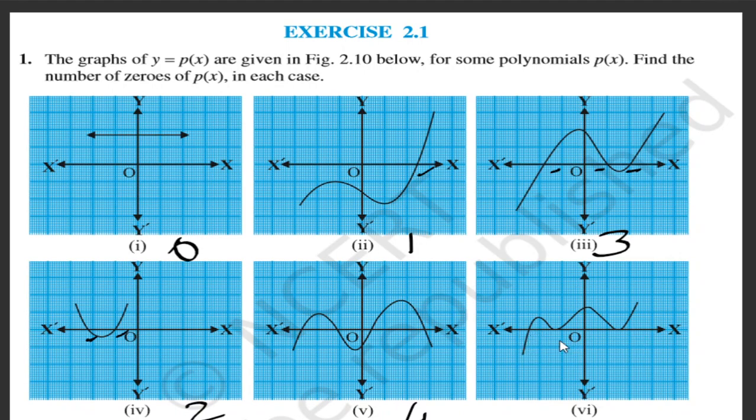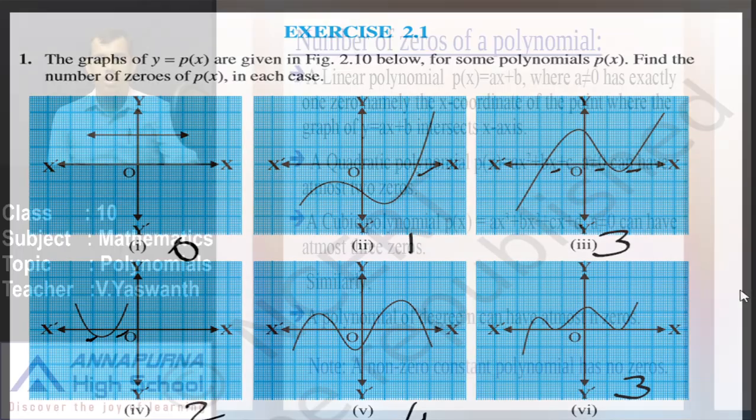And observe the sixth one. So it intersects the x-axis at how many points? 1. Here it does not intersect, but it touches the x-axis. 1, 2, 3. So how many zeros are there? There are 3 zeros. So this is the geometrical meaning of the zeros of a polynomial.